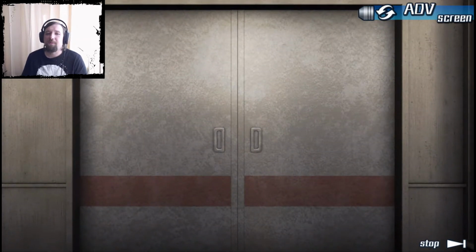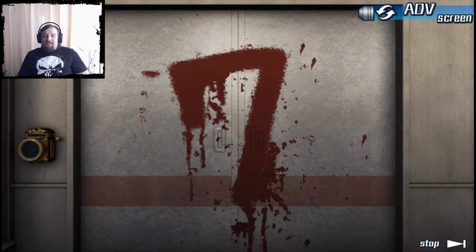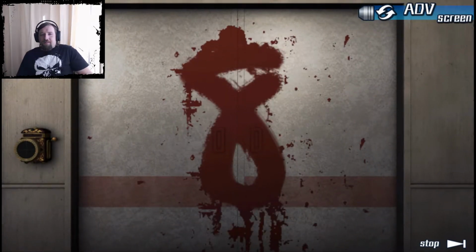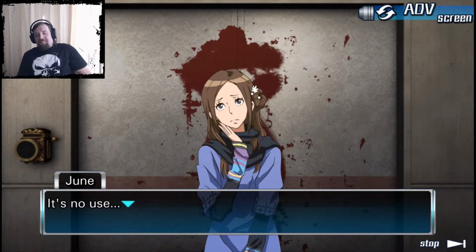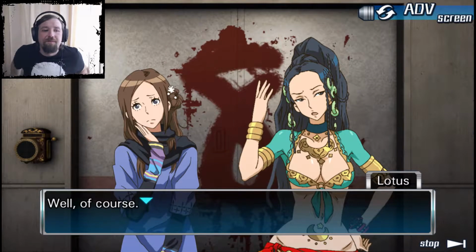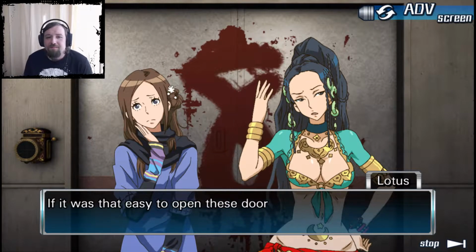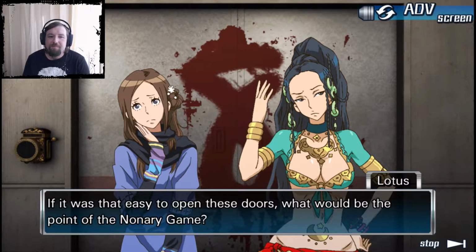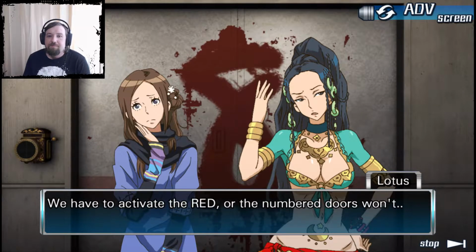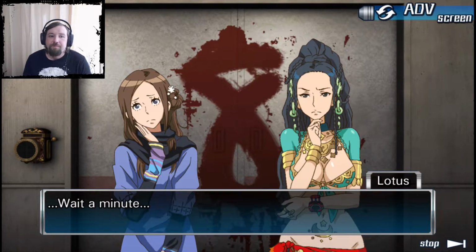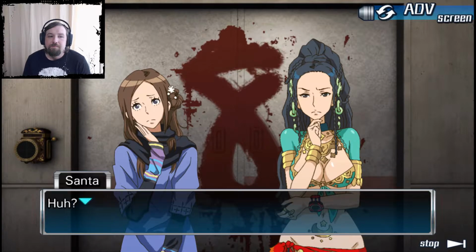You know how you need to open those? With the red locks or whatever they're called. The red revolvers. It's no use. Well, of course. If it was that easy to open these doors, what would be the point of the Nonary game? We have to activate the red, or the numbered doors won't... Wait a minute. What's wrong? Look, the display on the red. There's nothing on it.